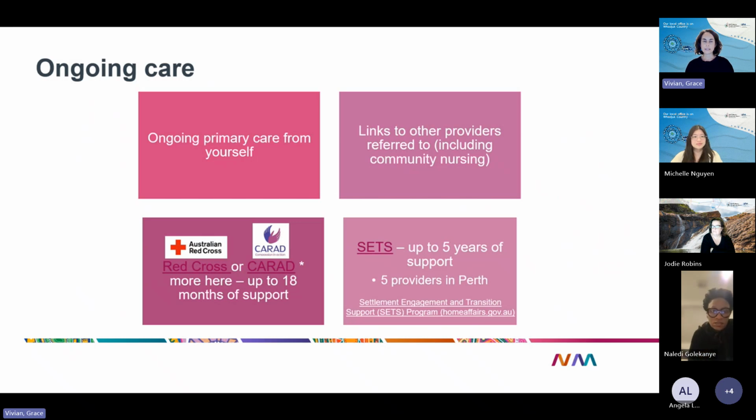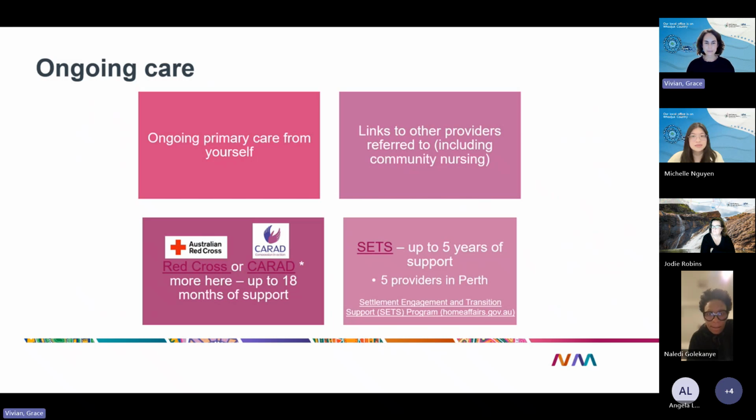I'll wrap up shortly. Essentially for ongoing care, there's obviously yourself. GPs are central to that process of managing ongoing care needs. To the right, other providers in the community. So I've spoken about some of those referral pathways, Red Cross and CARID.